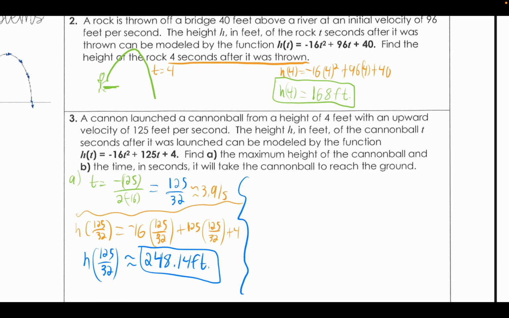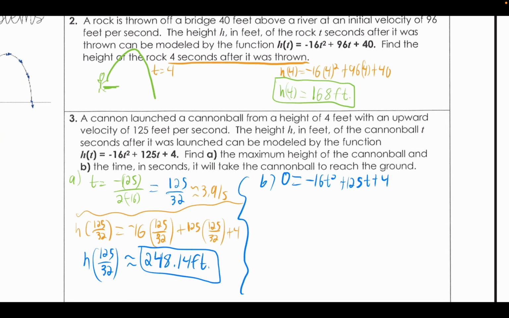So that's part A. Now part B, we're trying to find the time in seconds it'll take the cannonball to reach the ground. So that's when height is 0. So we're going to set 0 equal to negative 16t squared plus 125t plus 4. So remember, 0 replaces the height, so it replaces the entire side. We're not plugging 0 into the equation because we're not saying time is 0. And that 0 height will be when it's at the ground.